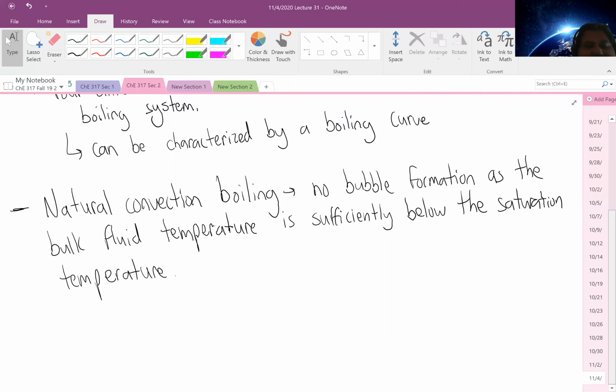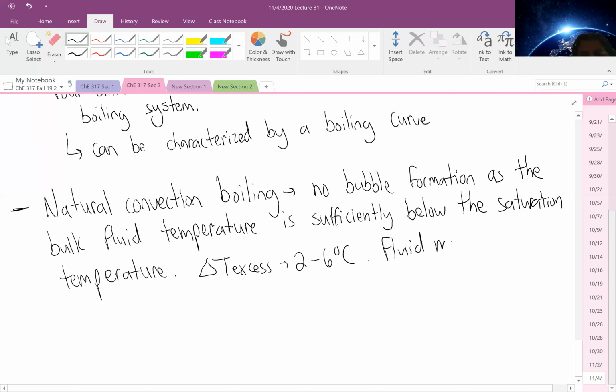We also find that delta T excess is fairly small, once again because we have that presence of natural convection. So we see about a 2 to 6 degrees C excess in temperature, right? And once again, as I stated, we have fluid motion due to natural convection.